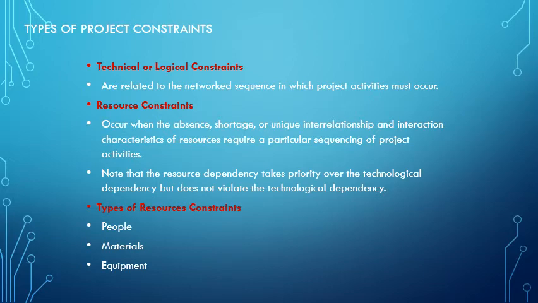Note that resource dependency takes priority over the technological dependency, but it does not violate the technological dependency. So we need the resources. A resource constraint is a very large problem, but we still can't paint walls if the drywall isn't up yet. So what types of resource constraints can we have? As I discussed before, we can have people, we can have materials, and we can have equipment.